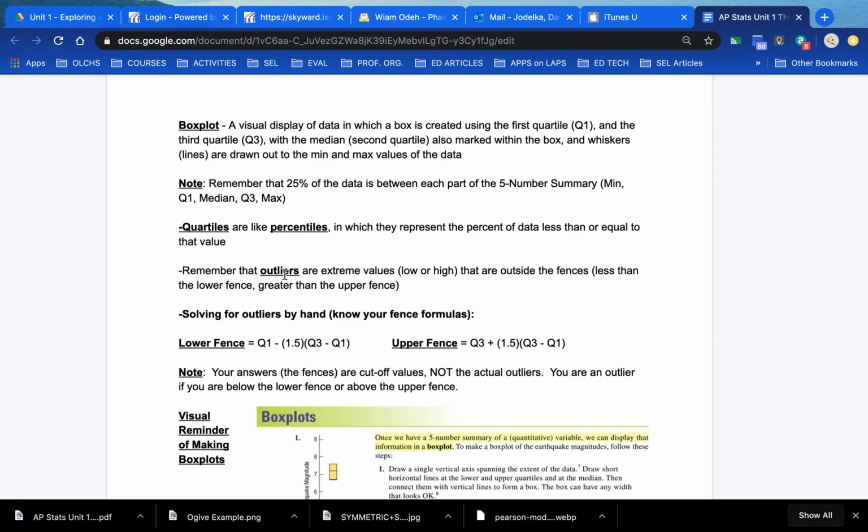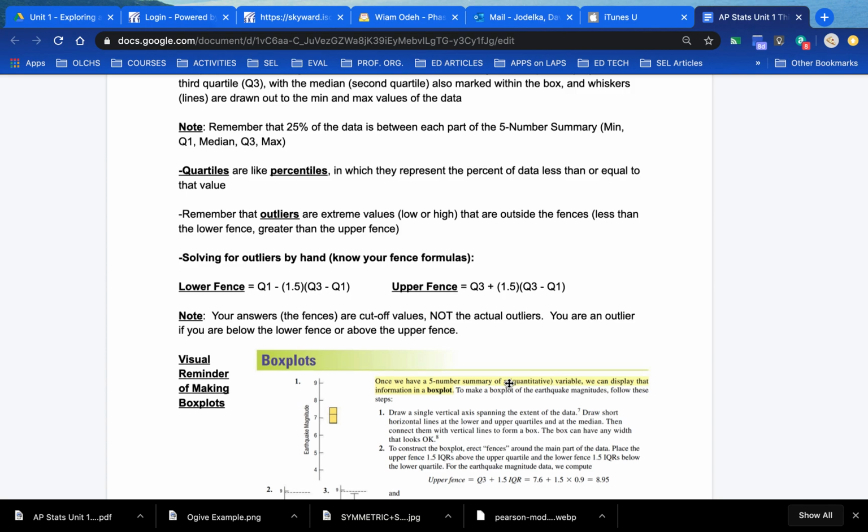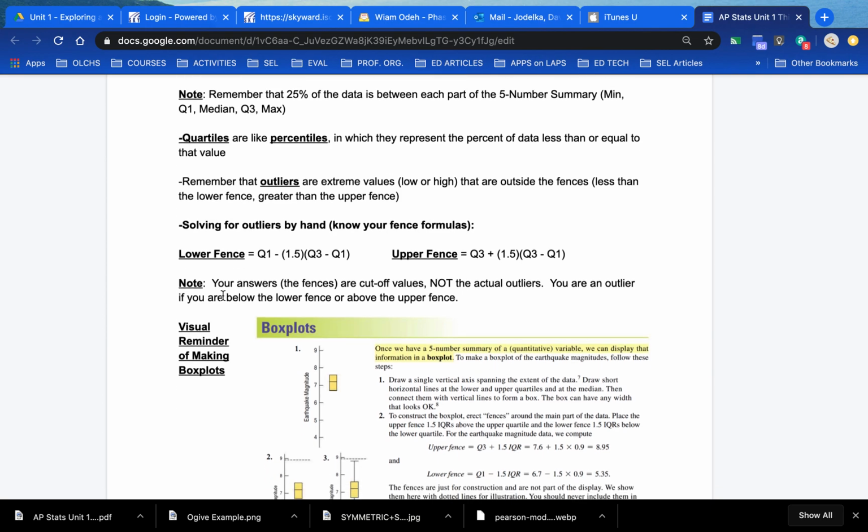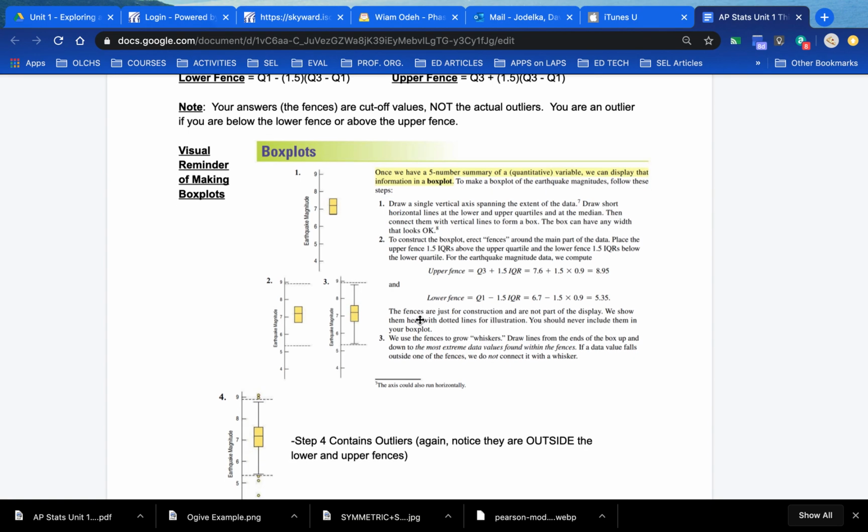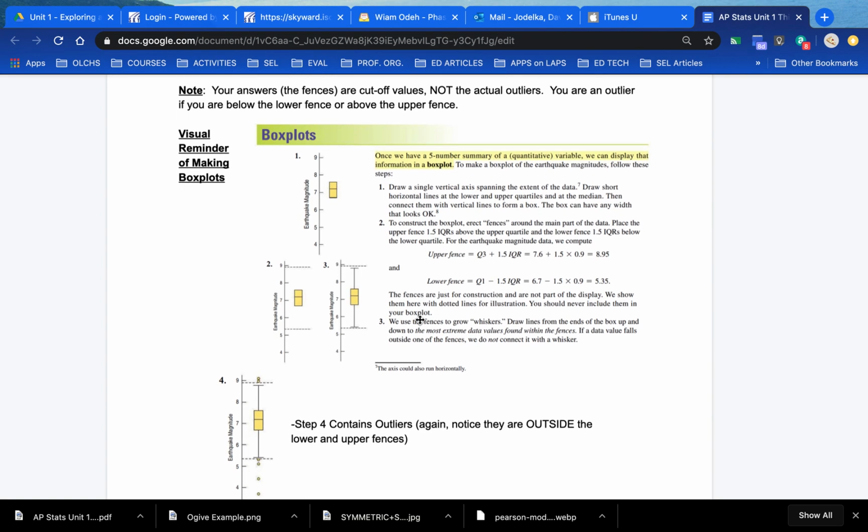Remember that outliers are extreme values. You can't just assume something's an outlier. You have to prove it given data by using these formulas for lower fence and upper fence. If you are lower than the lower fence or greater than the upper fence, you're an outlier. So I made a note here. Sometimes people found the lower fence and called it an outlier. That is a cutoff for the outlier. So here you can see a little visual of how to do that.